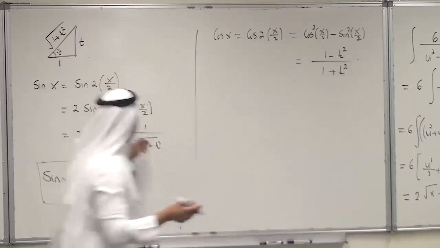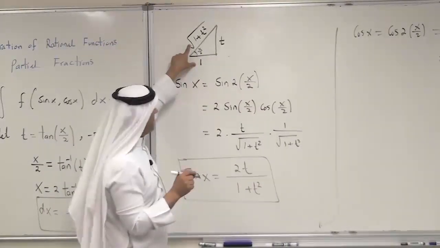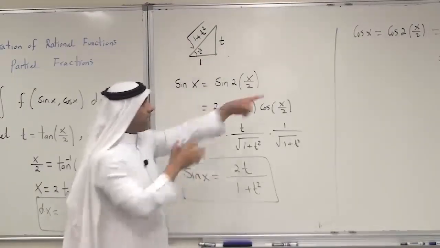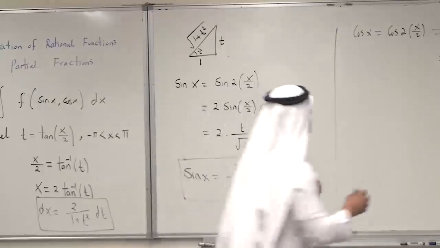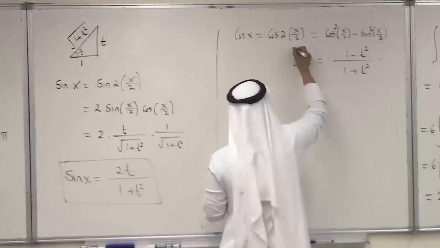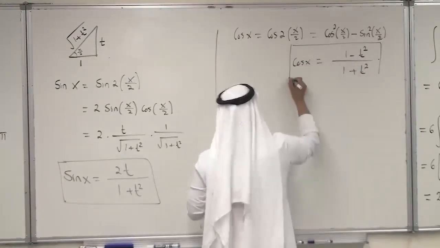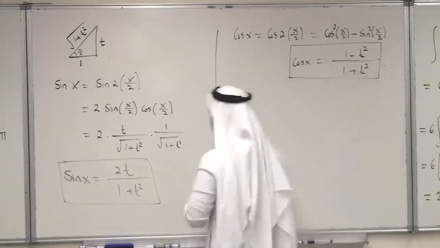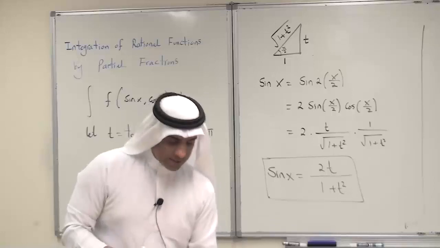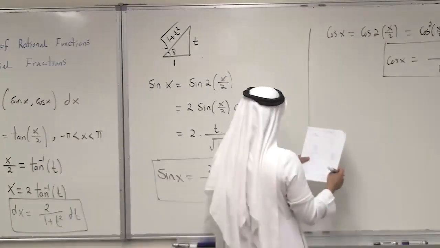How? It's clear here. We have cosine is 1 over this radical. When you square it, you get 1 over 1 plus t squared. And the sine squared is t squared over 1 plus t squared. Subtracting, you get 1 minus t squared over 1 plus t squared. That's exactly what we have for cosine of x. Now, how to use this idea to solve a specific exercise will be done in the following suggested problem.